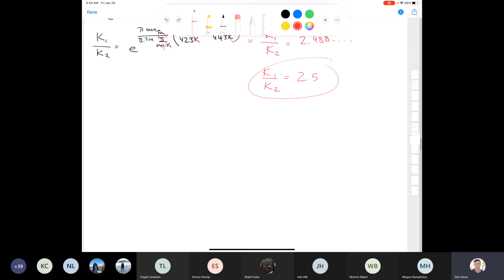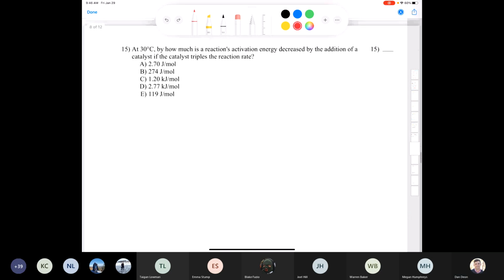All right, let's move on to question 15. Question 15 says, at 30 degrees Celsius, by how much is a reaction's activation energy decreased by the addition of a catalyst if the catalyst triples the reaction rate?